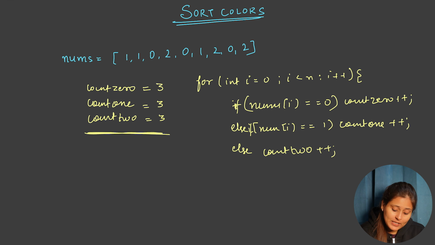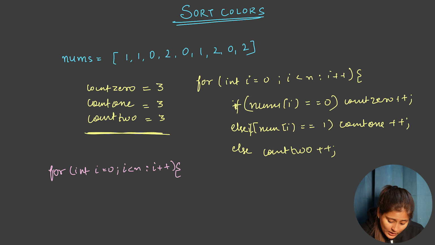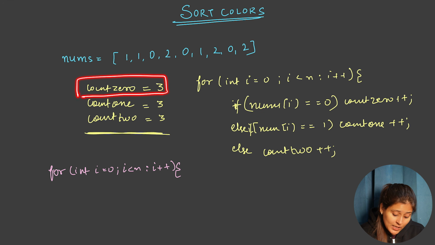After that our task is to overwrite. So we can simply run another for loop, for int i equal to 0, i less than n, i plus plus. We just counted all these 3 variables, and now what will we do? Until we have count0, we will overwrite the nums at the ith position, all positions till count0, converting them to 0. I think a while loop will work for that.